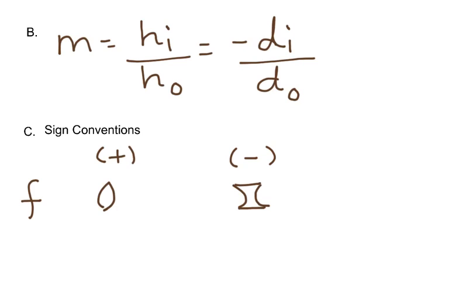The next item is the distance of the object. If it's the side of the lens where light is coming from, typically the left side, the distance of the object will be positive. If the object is on the right side of the lens, or where the light is not coming from, then it will be negative.